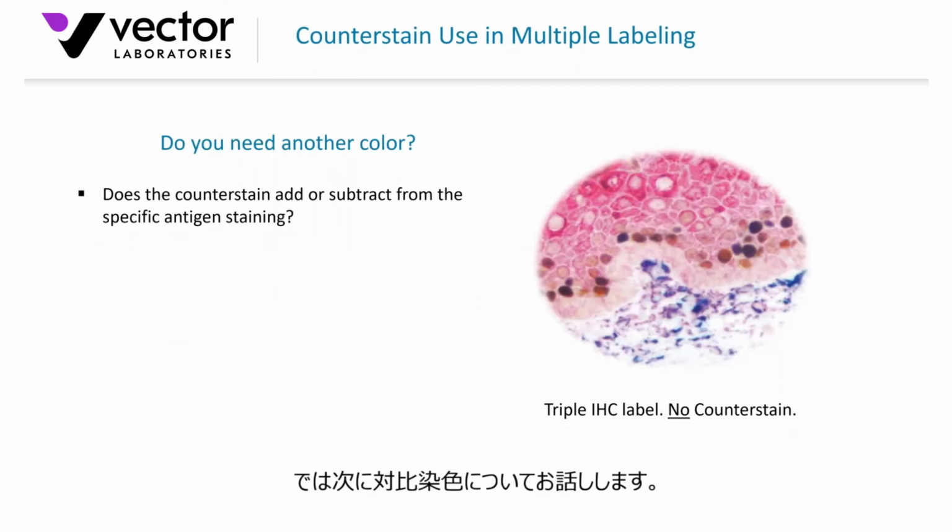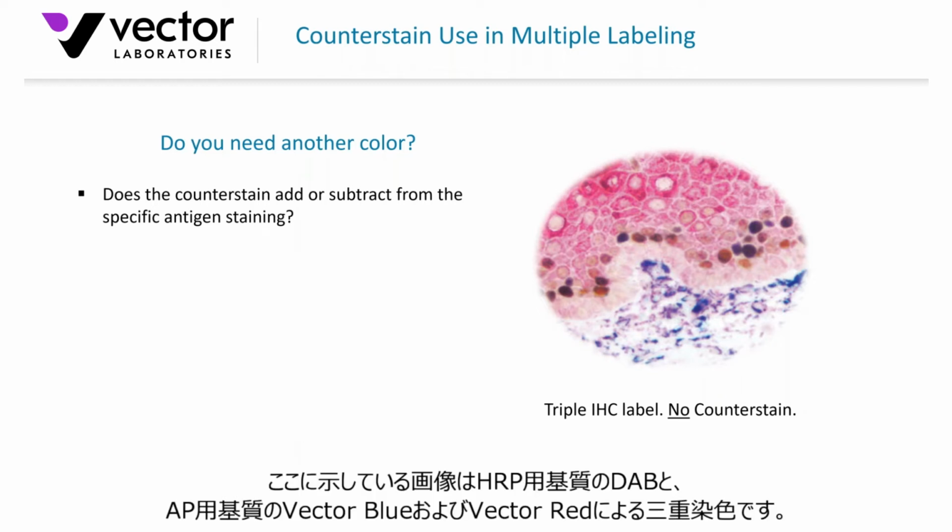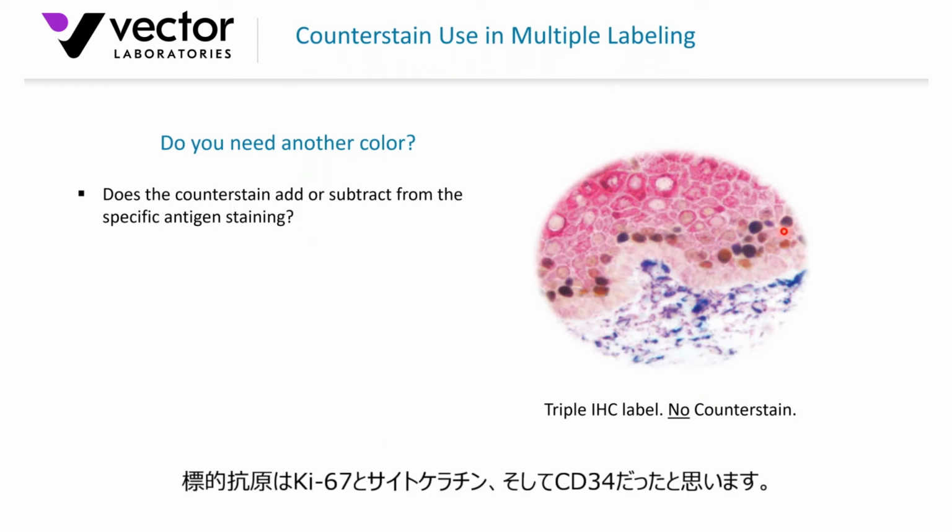All right, let's pivot a little bit now to counterstains. In an image I showed earlier on with the inherent pigment, the melanin and the cyclin A expression, I did show the presence of a counterstain. It was blue hematoxylin. That was a single label. Now, what we're looking at here on the image on the right-hand side is a triple label. I did show this a little earlier. This was 2 alkaline phosphatase substrates, Vector Blue and Vector Red, in combination with this brown DAB. I think it's looking at Ki67 here. This, I think, was a cytokeratin, and I can't remember exactly what this is. Might have been CD34 or something.